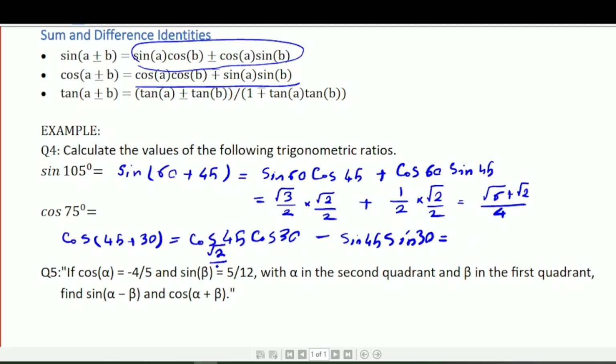Cosine of 45 is radical 2 over 2. And cosine of 30 is radical 3 over 2. And sine of 45 is radical 2 over 2. And the sine of 30 is 1 over 2. And the result is radical 6 minus radical 2 over 4.